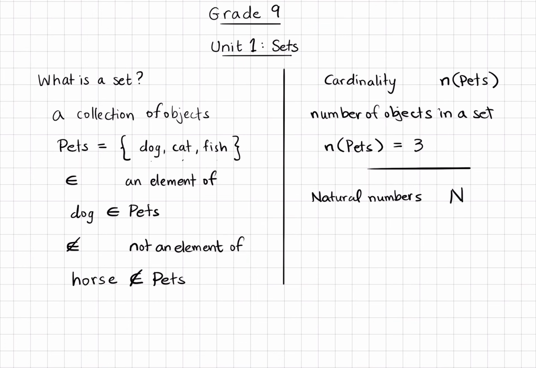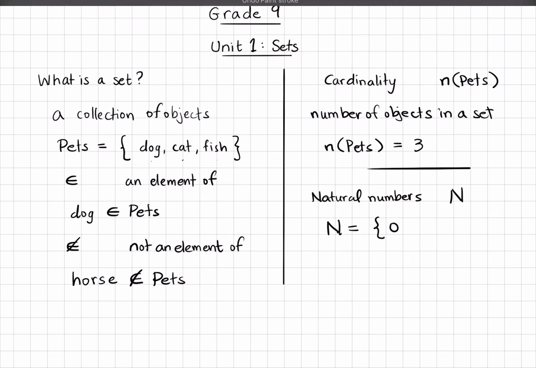So the set would look like this. N equals, again, curly brackets, and remember, between elements inside a set, we put commas to separate them. So it will be 0, 1, 2, 3, and so on.